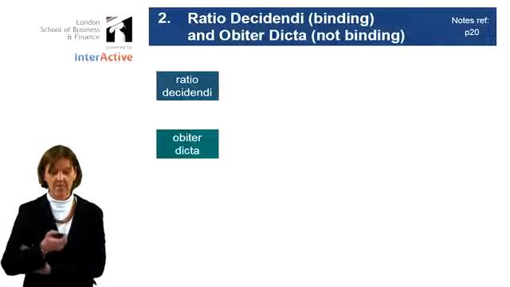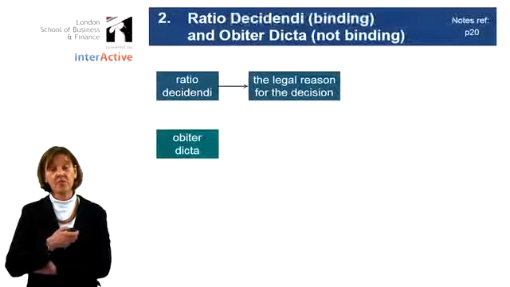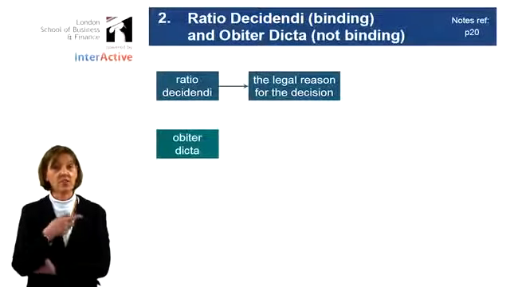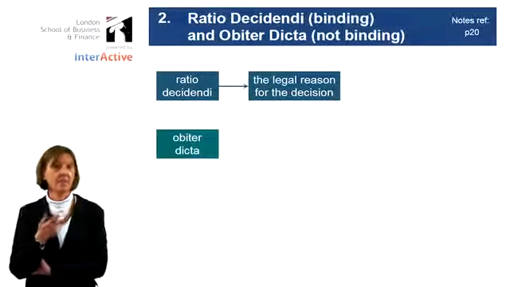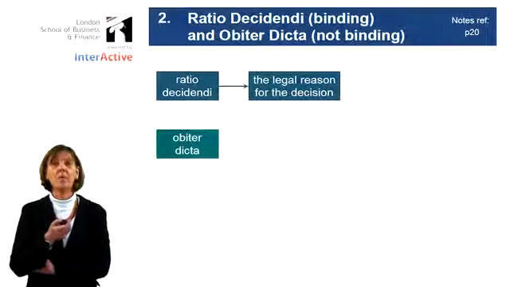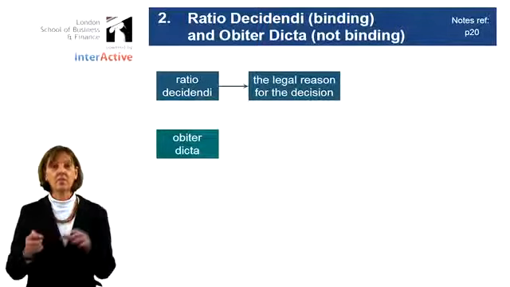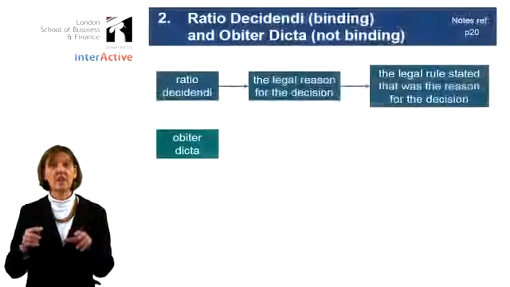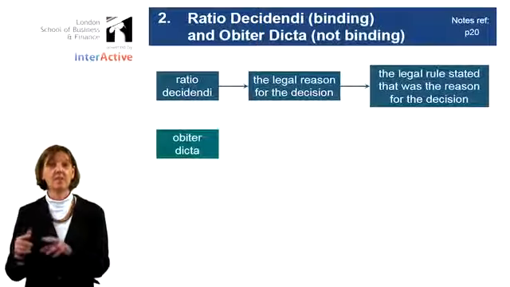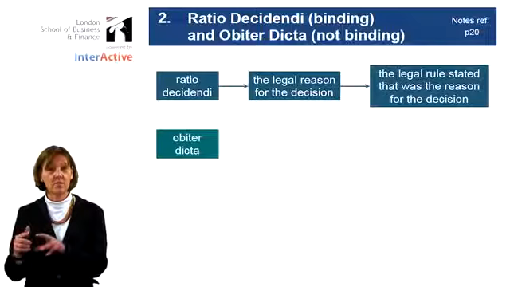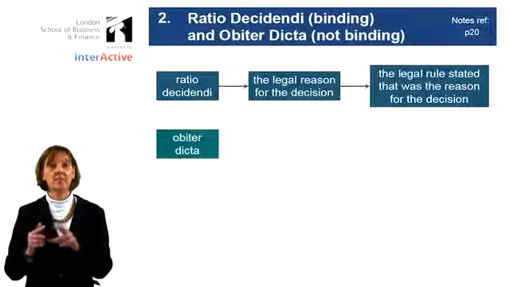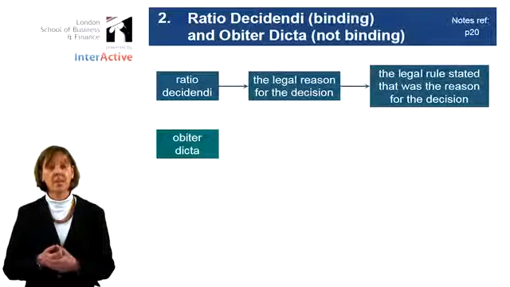Sorting them out. Ratio decidendi, it literally translates as the legal reason for the decision. Ratio, rationale, reason. Decidendi, decision. But what we really mean, it's those rules of law stated by the judge that actually led him to decide the case in the way he did. So it's the legal reason for the decision, the rules of law. And it's that, the ratio decidendi, which is capable of binding judges in the future.